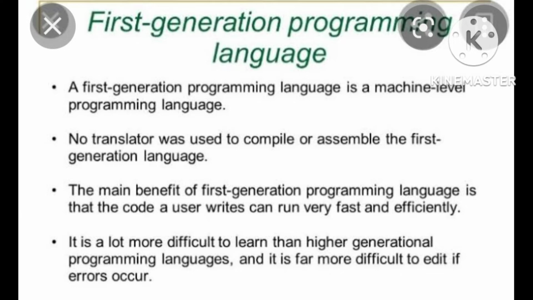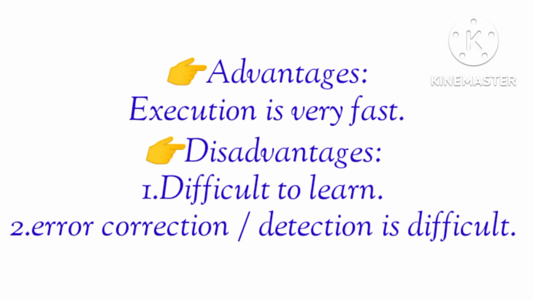Machine language is a low level language that is understood by the computer. Its commands and data are expressed in the form of zeros and ones. It is also known as binary language or low level language. This language is called a machine dependent language. Let me see the advantages of first generation programming language. Advantages: execution is very fast. Disadvantages: difficult to learn, and error correction and detection is difficult.